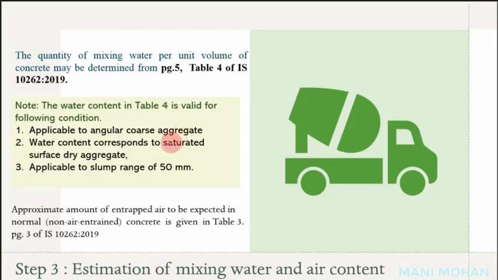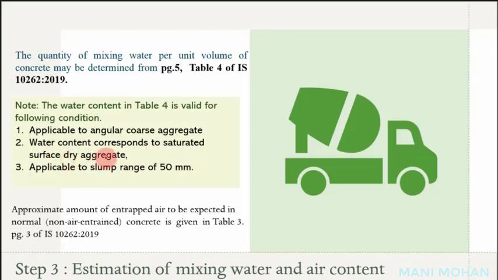One more important thing is the water content is applicable to slump up to 50 mm. If you want to design the concrete with more slump, then you have to modify the water content defined in table 4. Also, it has to be noted that the water content which is defined corresponds to the saturated surface dry condition of the aggregate.